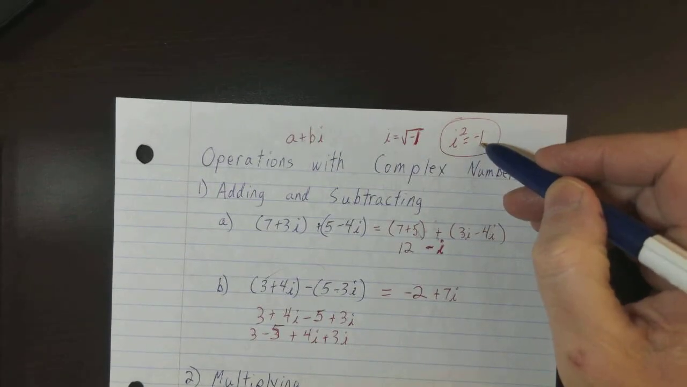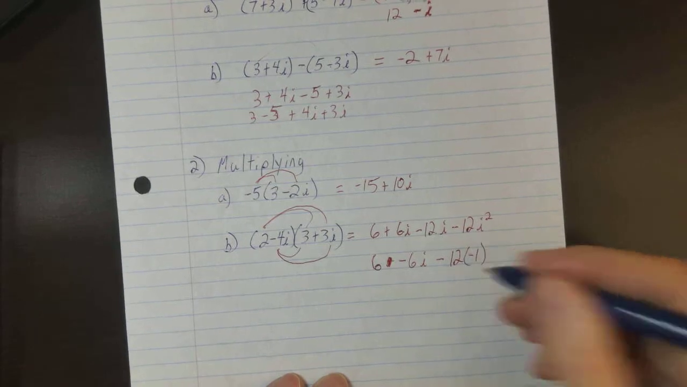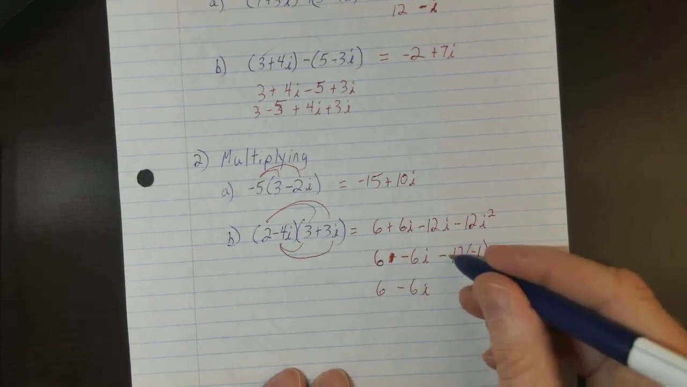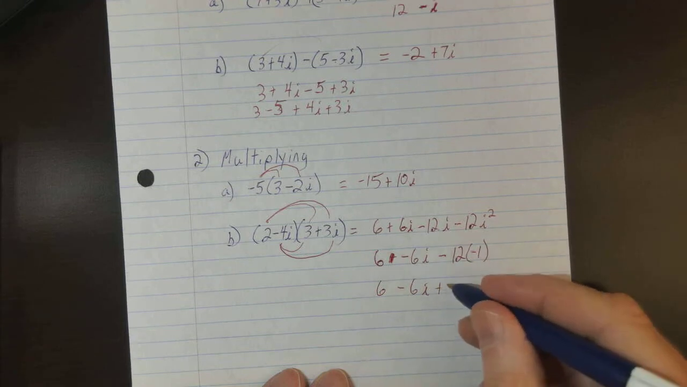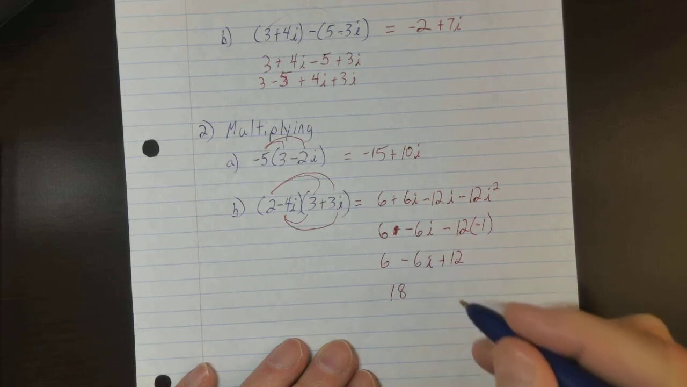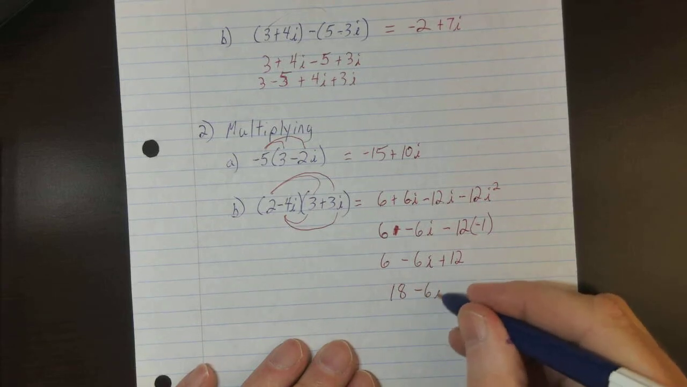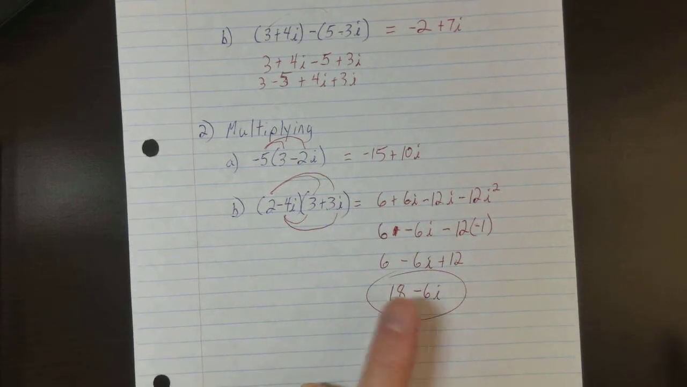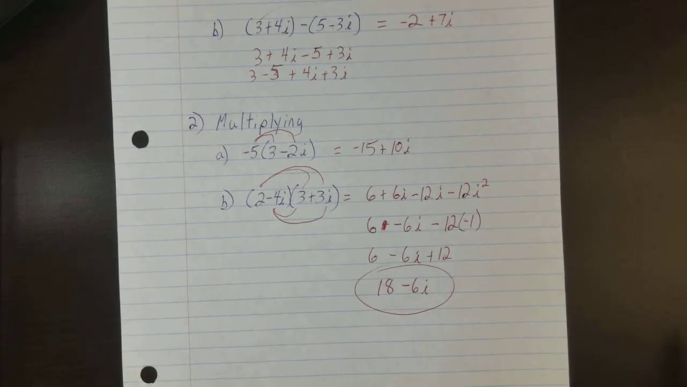i squared is not going to be acceptable. Anytime there's an i squared, we're going to substitute -1 for it. So I've got 6 minus 6i, and -12 times -1 is positive 12. The 6 and 12 we'll put together and make that 18 minus 6i. That's our final answer. 2 minus 4i times 3 plus 3i is equal to 18 minus 6i.